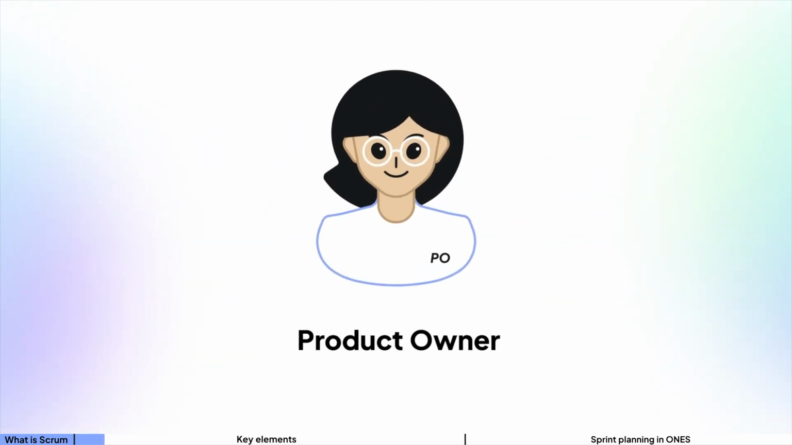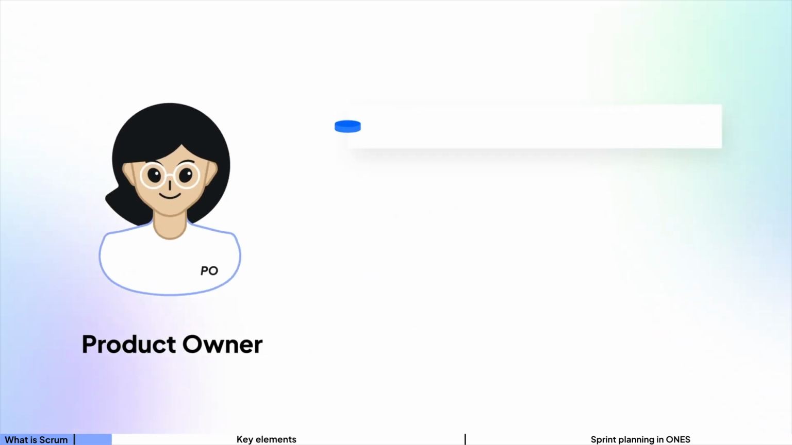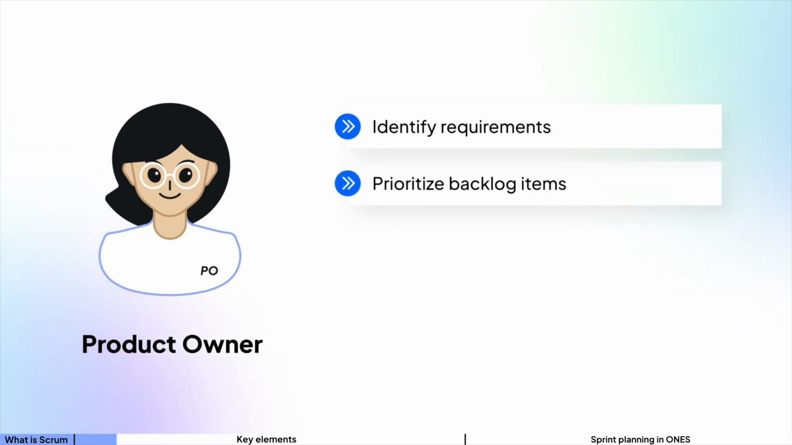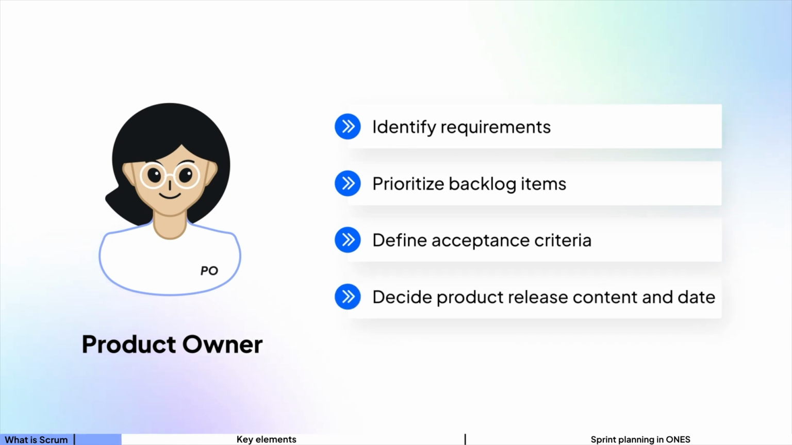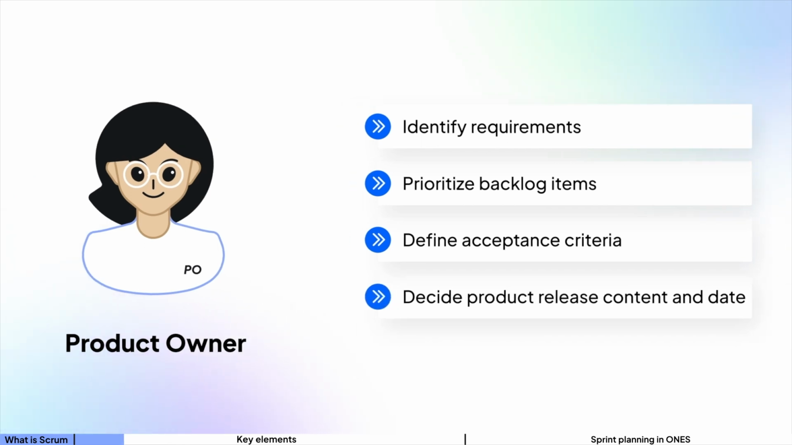Product owner is the one who makes sure that the team is creating the most valuable product they can create. They are responsible for identifying requirements, prioritizing backlog items, defining acceptance criteria, and deciding product release content and date.